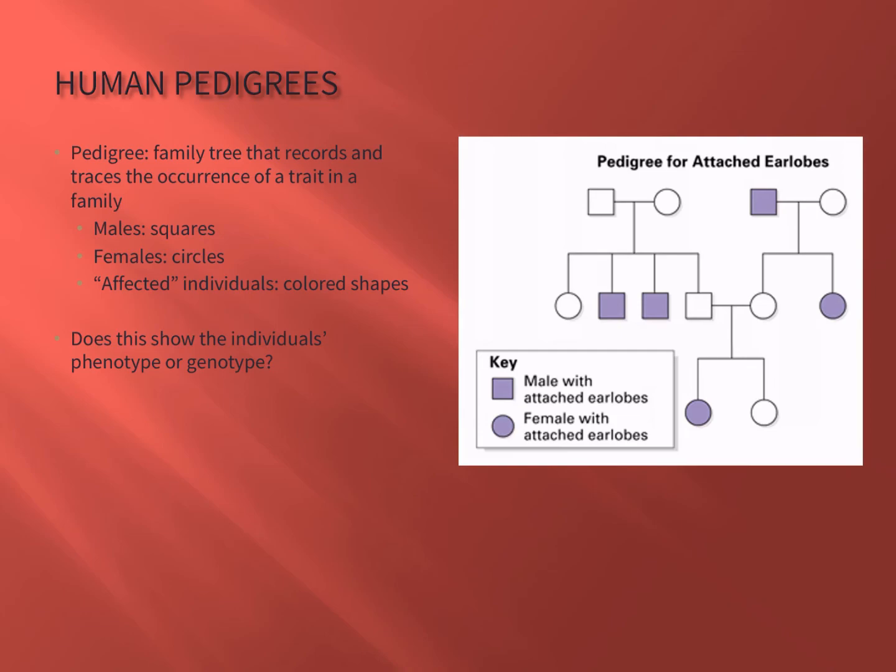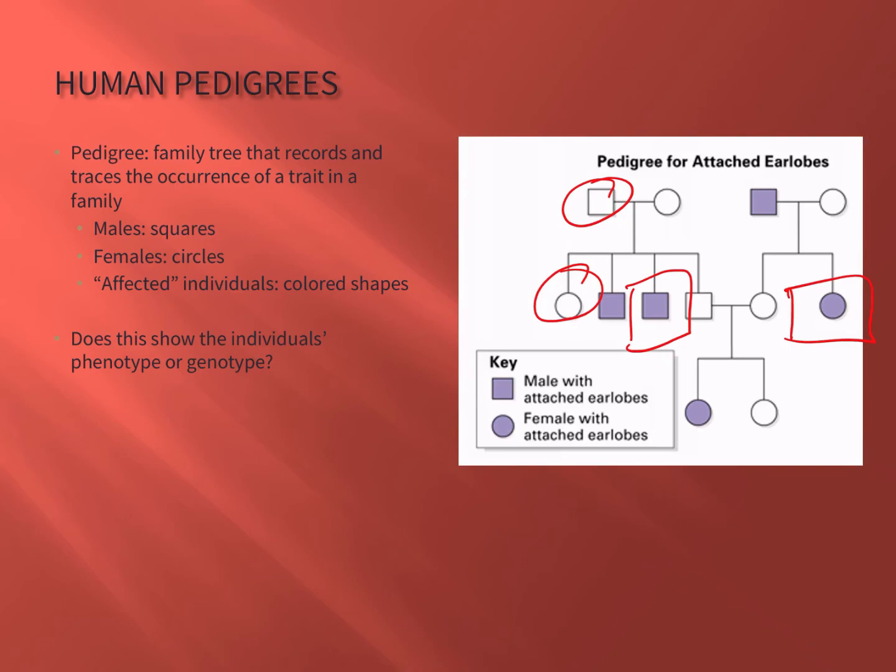And so there's a couple things you need to know here. Squares represent males. Females are represented by circles. And when you are an affected individual, or when you have whatever that particular genetic trait is, you are represented as a colored in shape. Okay? If you have a non-colored in shape, like this is an unaffected female, unaffected male. This is an affected male, and this is an affected female.